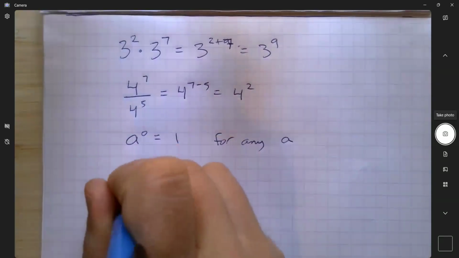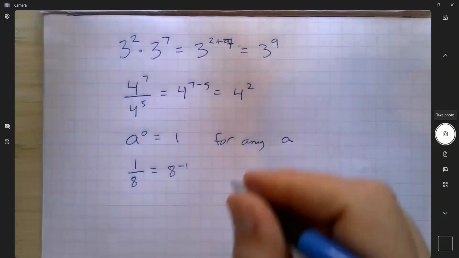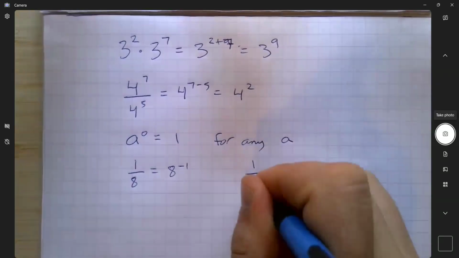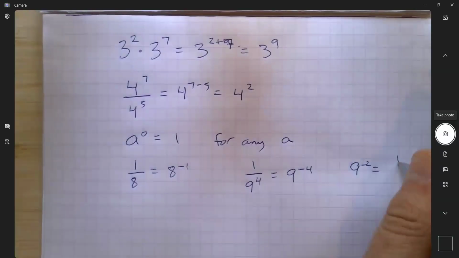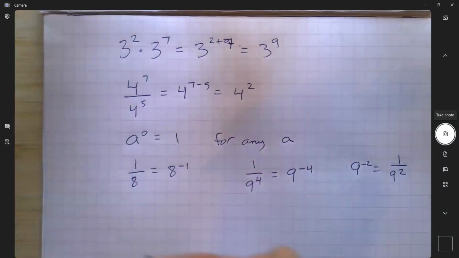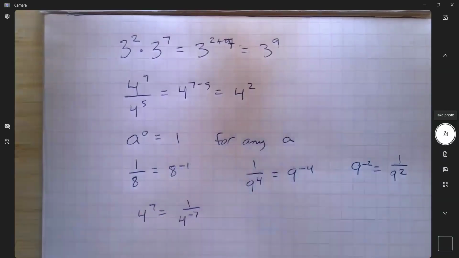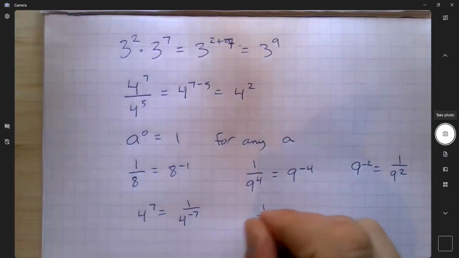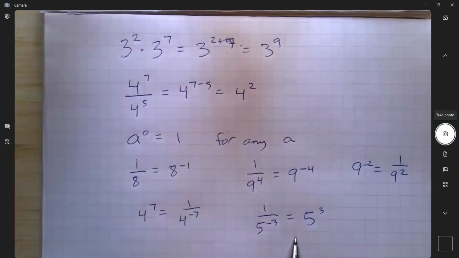It gives me that 1 over any number I can always write as that number to the negative power. And that extends to other powers. 1 over 9 to the 4th is 9 to the minus 4. 9 to the minus 2 is 1 over 9 squared. 4 to the 7, I could rewrite as 1 over 4 to the minus 7, although I don't know why I would. And if I happen to have 1 over 5 to the minus 3, that I definitely think would make more sense to write as 5 cubed.